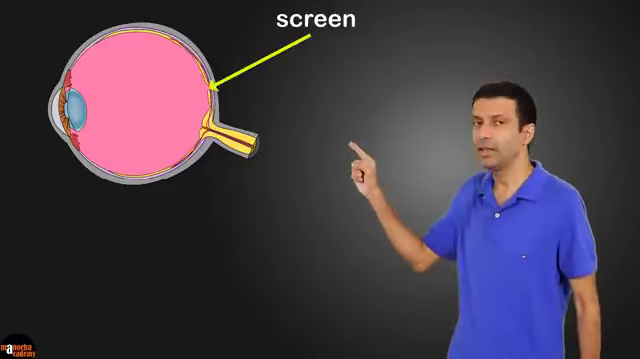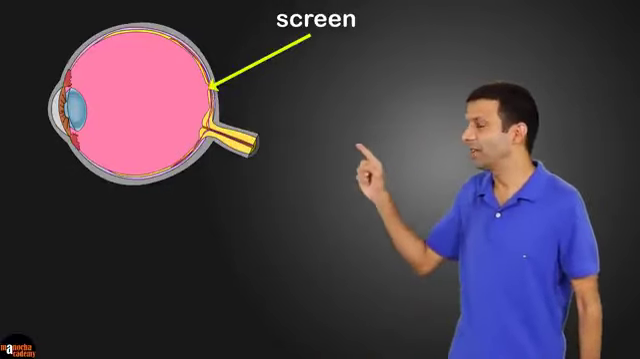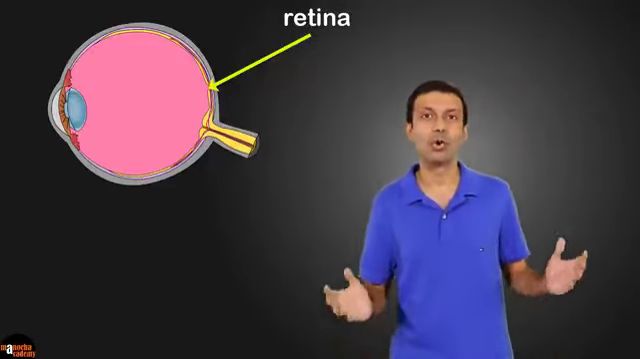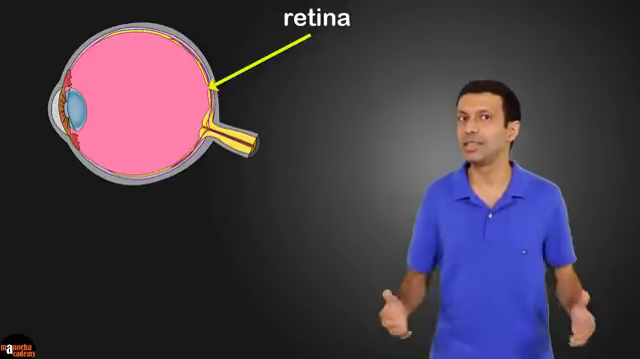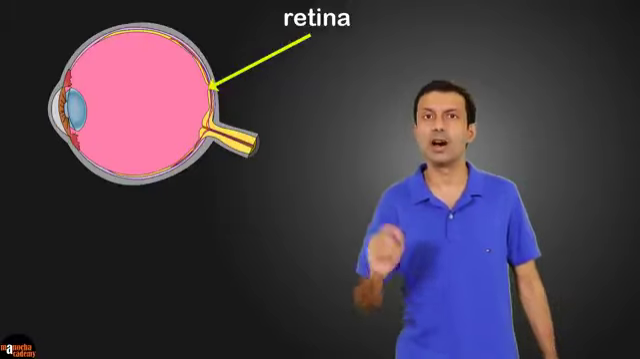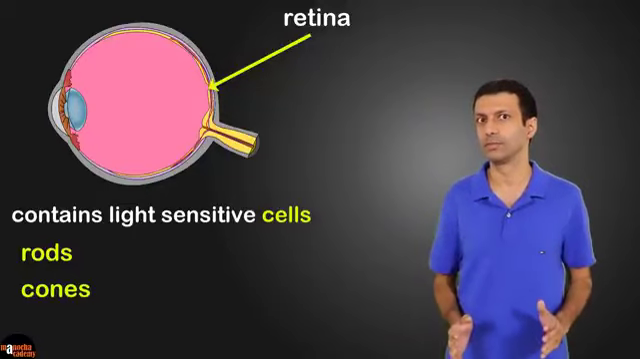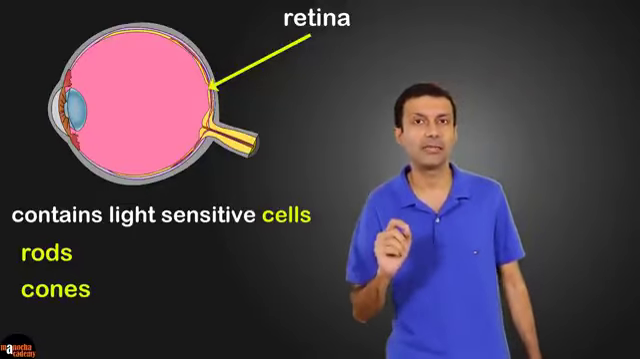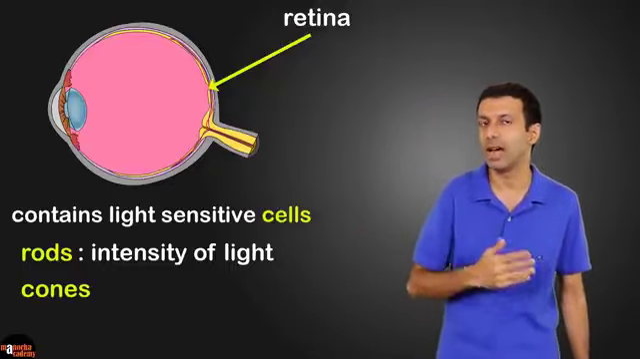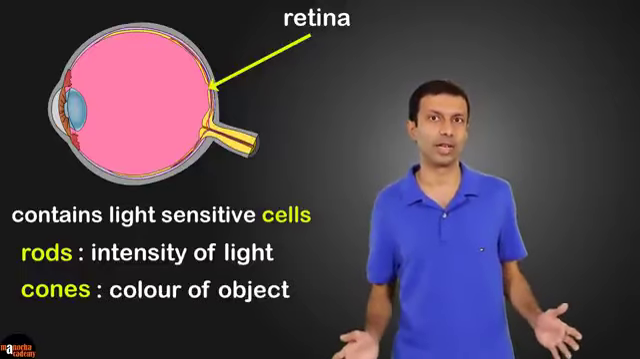At the back part of the eye, we have the screen on which the image is formed. This screen is called the retina. The retina is like the film in the old film cameras or the digital sensor in today's digital cameras. The retina contains a large number of light-sensitive cells known as rods and cones. The rod cells are sensitive to the intensity of light, so they help us to distinguish between light and dark. And the cone cells are sensitive to the color of the object.